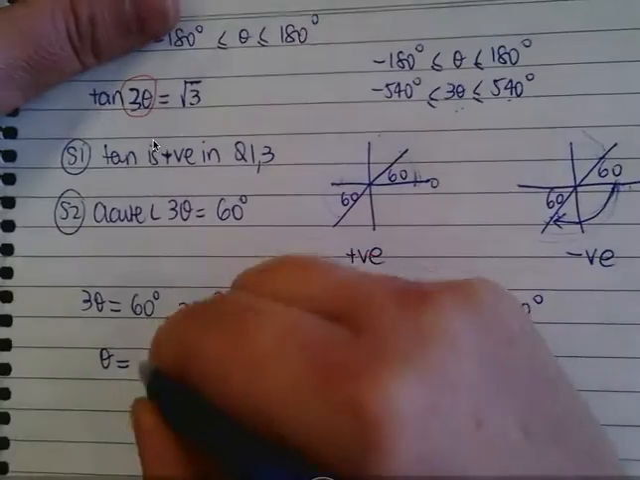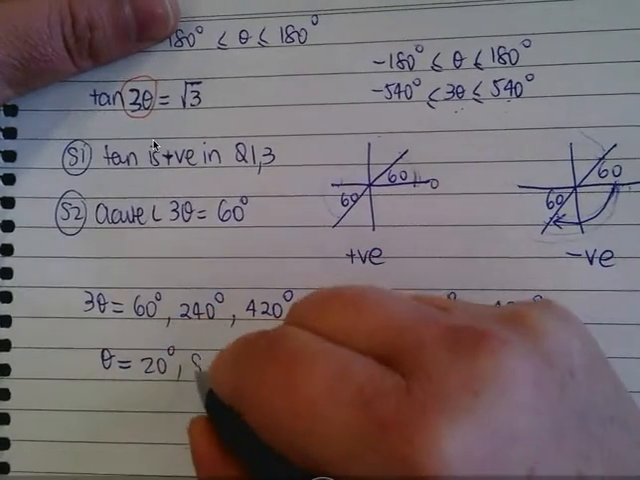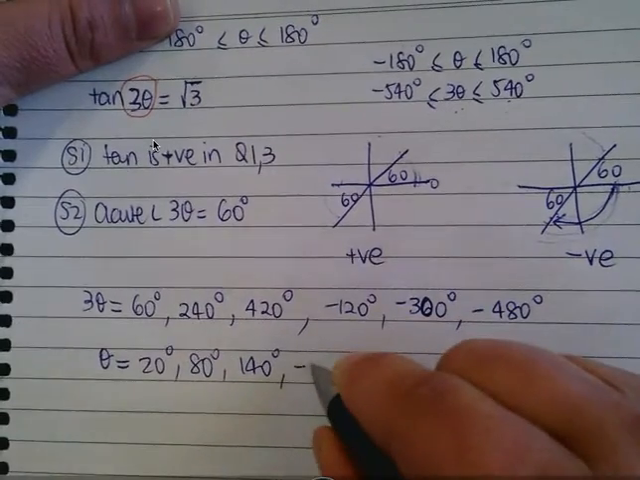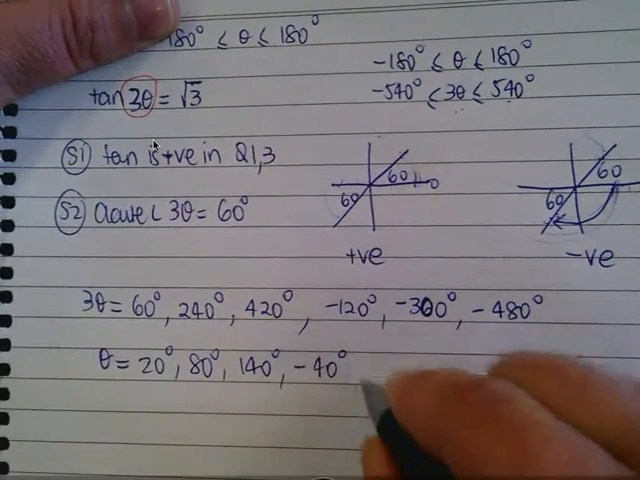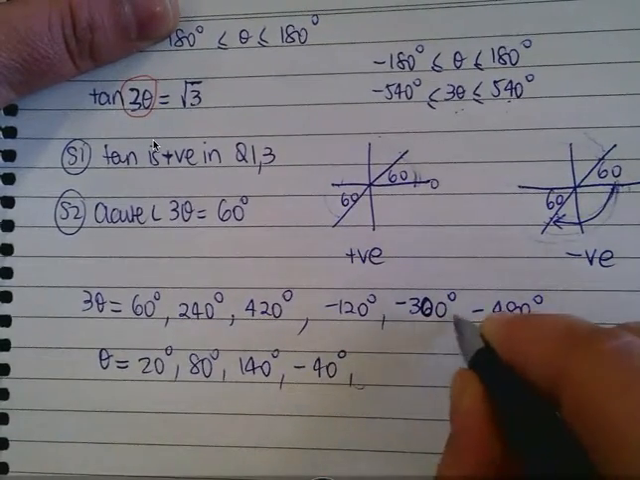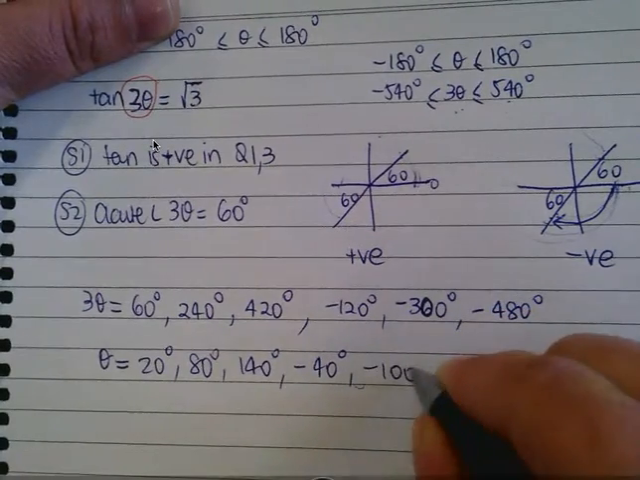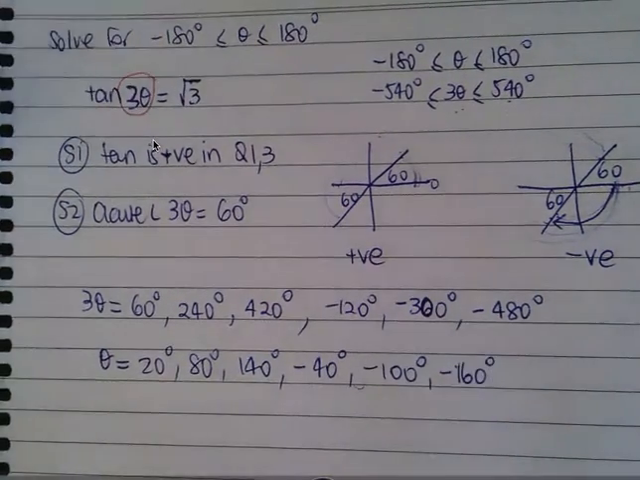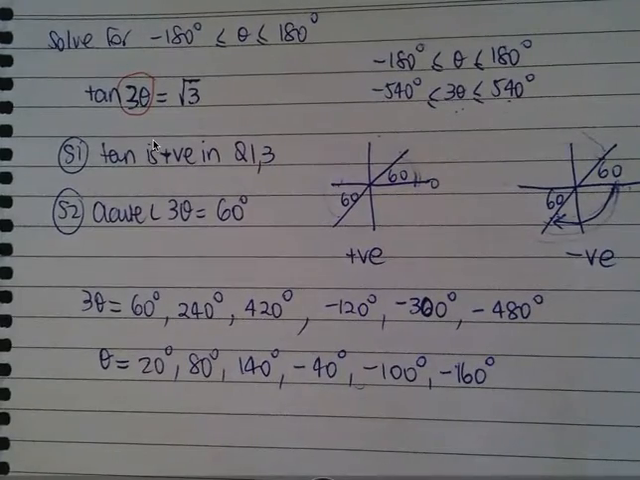So I get 20, 80, 140, negative 40, negative 100, negative 160. Okay, girls.